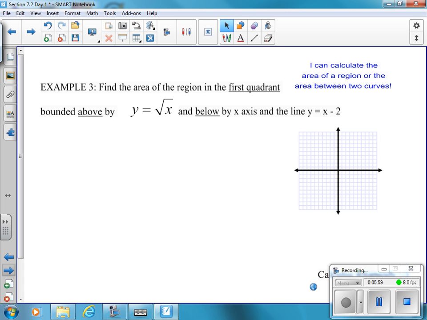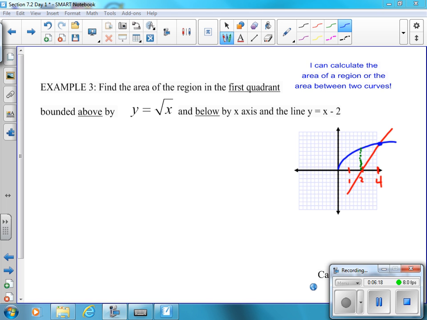All right, next find the area in the first quadrant bounded by square root of x and the line x minus 2. Okay, let's draw those. I've drawn these two functions. The blue one is y equals square root of x. The red one is y equals x minus 2.